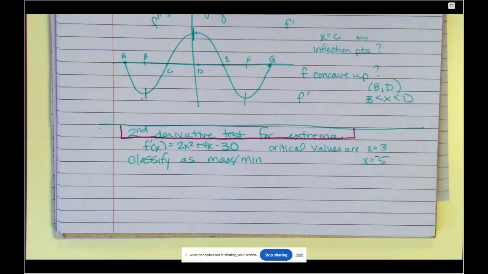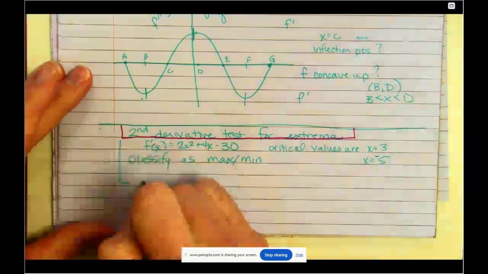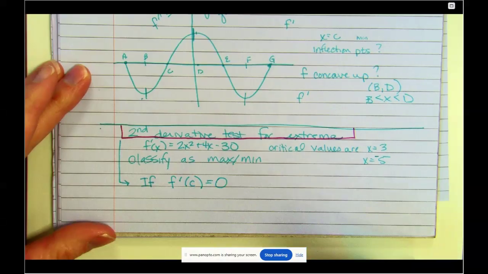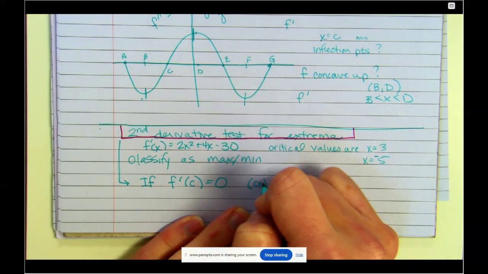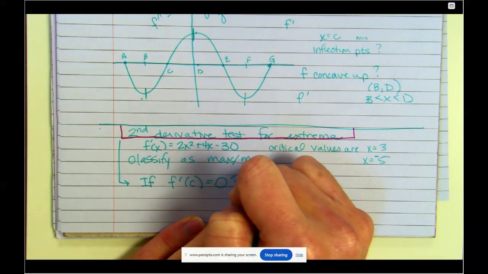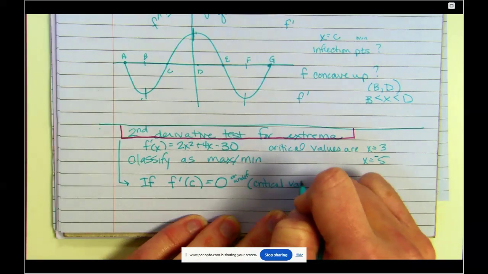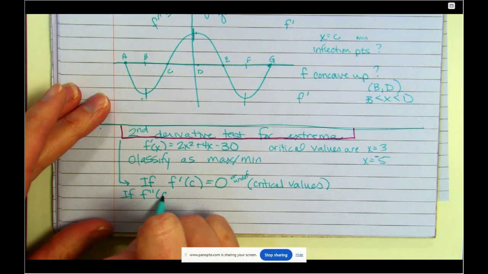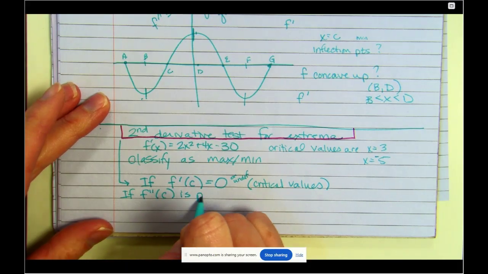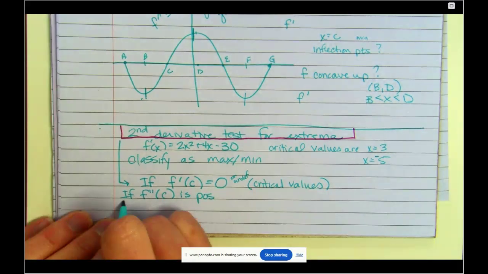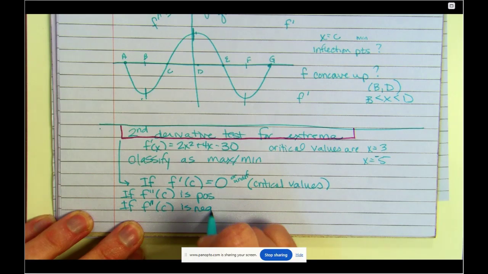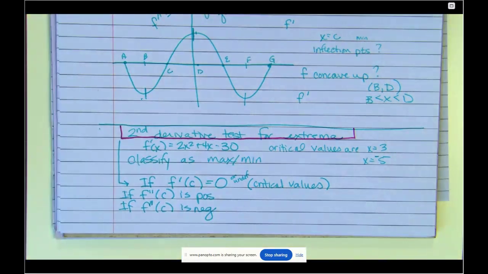Okay, so the way that you can do this is using the second derivative test. The second derivative test says if f prime of a value is equal to 0, in other words, these are critical values, or undefined, if f double prime of c is positive, you have something. And if f double prime of c is negative, you have something. And I want to show you what we've got going on.